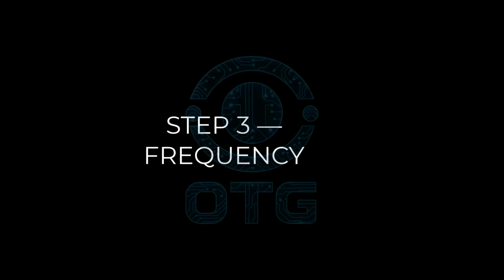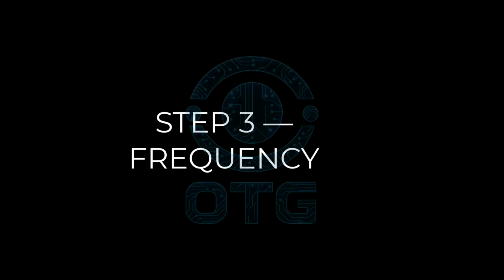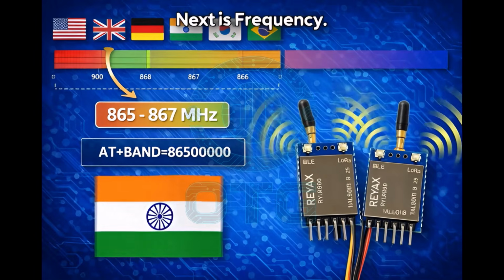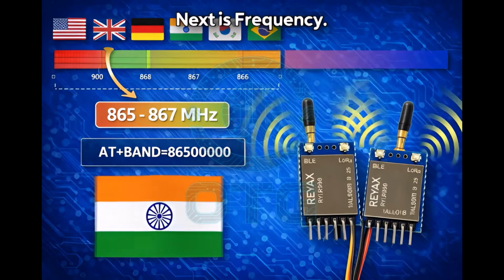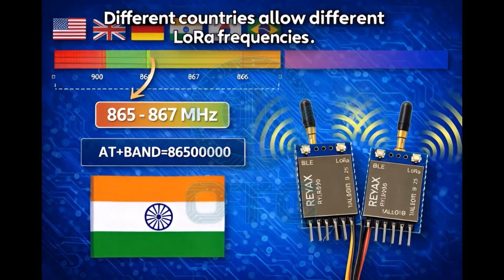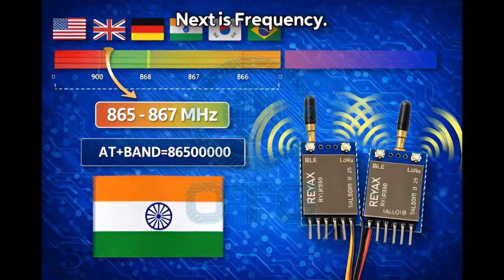Next is frequency. Different countries allow different LoRa frequencies. In India, we commonly use 865 to 867 MHz. Both transmitter and receiver must use the same frequency.